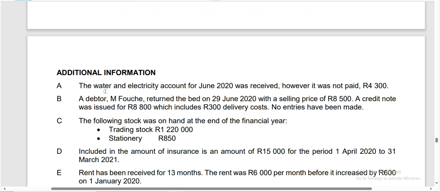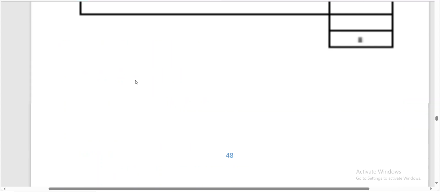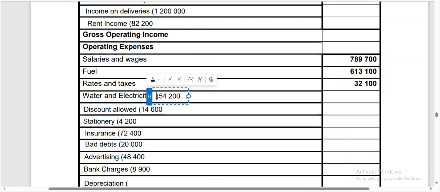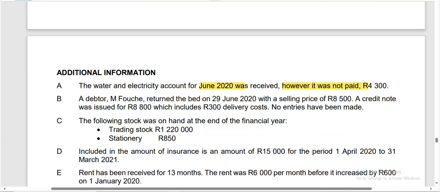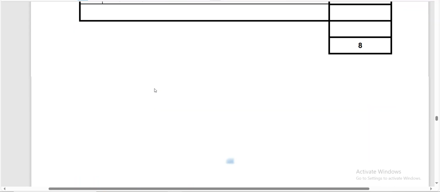The first adjustment says that the water and electricity for June has been received, however it has not been paid. So meaning that we got the statement but the expense has not been paid, and we know that when an expense has not been paid, it becomes accrued. So on the income statement on our water and electricity, we are going to say plus 4,300 because our water and electricity is accrued. But remember guys that this is an accrued expense, so it must also go to trade and other payables on the face of the balance sheet.